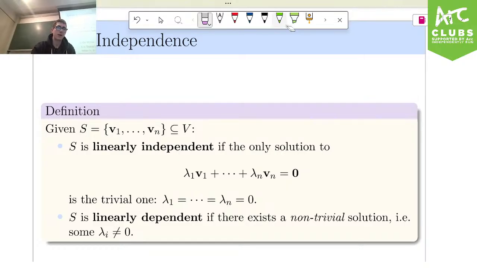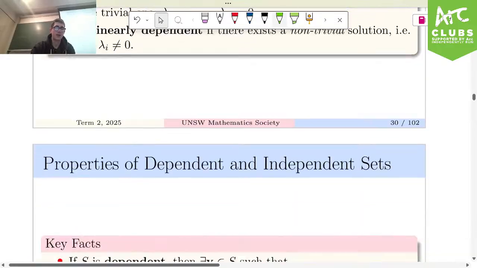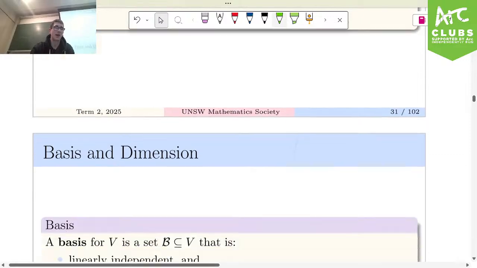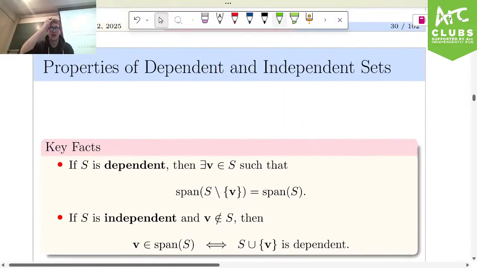Okay, so why do we care about linear independence and spanning sets? Well, first of all, just some lemmas, and then it'll allow us to define a basis. First of all, when we have a set of dependent vectors, then we can remove one of those vectors to get the same span, because one of the vectors was a linear combination of the others, so we can just remove that one and we get no loss of information.